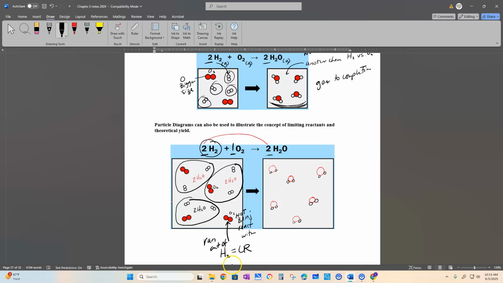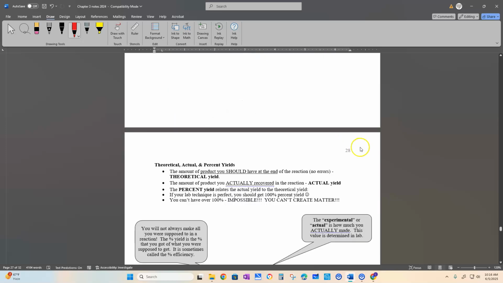And then what else is in my mixture? Remember, this is the reactants, but this is the end of my reaction. Well, that must mean this diatomic oxygen is left over. So I'm going to draw my 2 red ones right there in the center. So that's how you figure it out using a particle diagram. You need to make sure that if your reactant has 2 moles and your product has 2 moles, they're equal molar from one to the other.